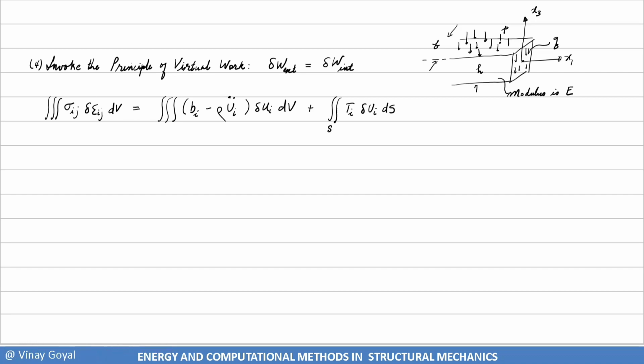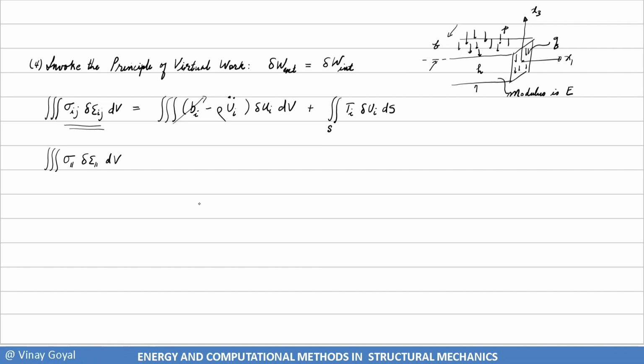Now I want you to notice how the only non-zero strain here is epsilon 1,1. So this simplifies to the triple integral of sigma 1,1 del epsilon 1,1 dV. And I'll continue working the left-hand side if you're okay with that, because the right-hand side we can work later. In this particular problem, there are no body forces. So I'll continue working the left-hand side, and I'll work the right-hand side later.